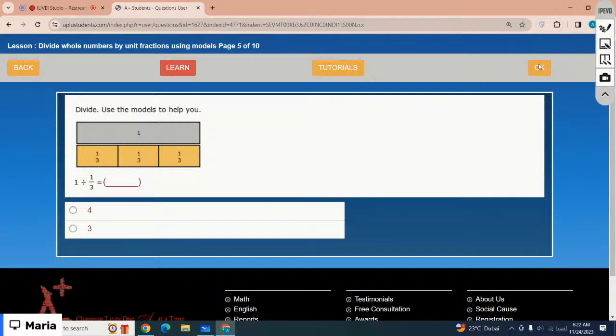Divide, use the model to help you. 1 divided by 1 third, which is the correct option? The correct option is, yes, that is 3. You have to divide 1 into 1/3, right? So when you divide 1 into 1/3, you can make 3 portions, right? So that means the correct option is 3.